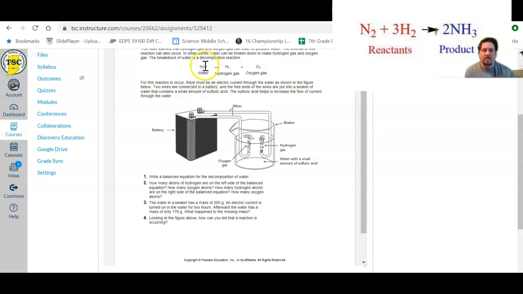This is an example of a decomposition equation. We're going from 1, breaking it down into 2. How do we balance this? How do we get the same amount of H's on the left and on the right, and the same amount of O's? Here's a hint. It's coefficients, by putting numbers out front of these. Then a couple of questions afterwards.